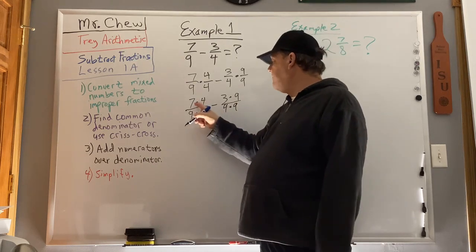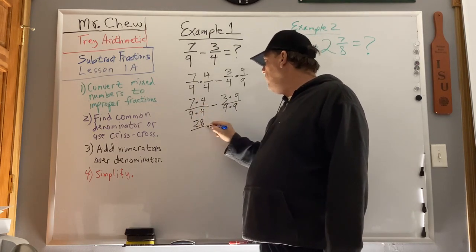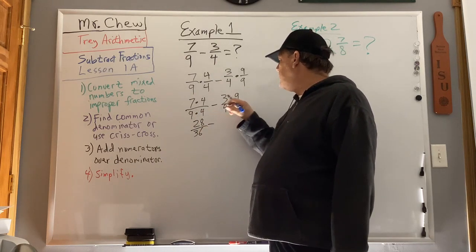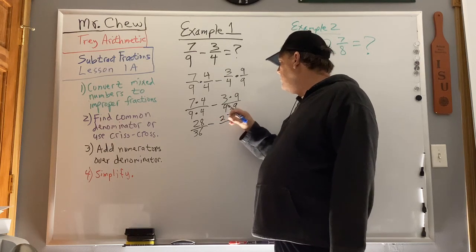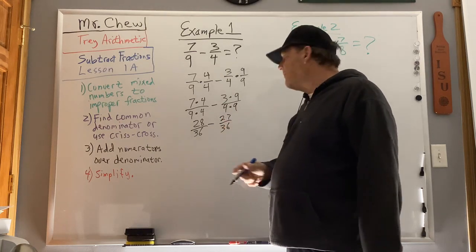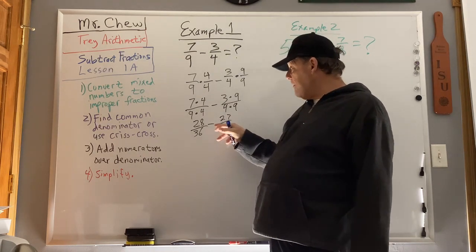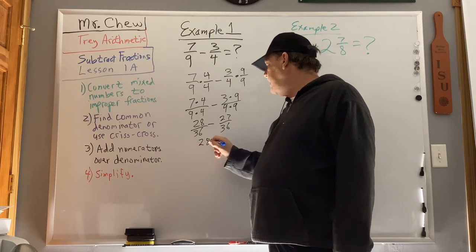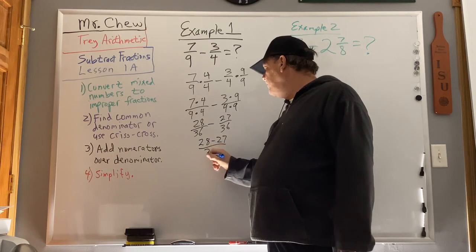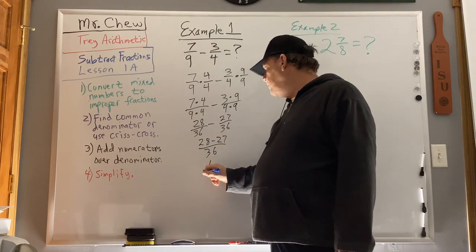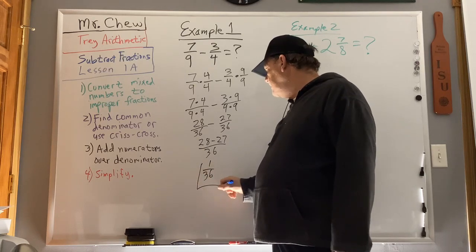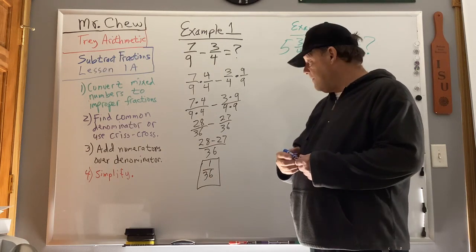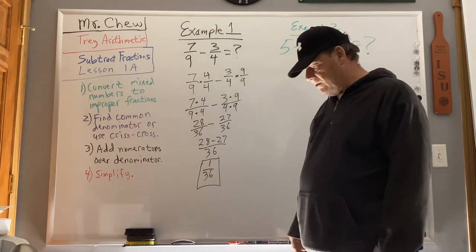Now I simplify it. 7 times 4 is 28. 9 times 4 is 36. 3 times 9 is 27. 4 times 9 is 36. Whenever I have the same denominator, I can do the operation of the numerators over that denominator. So it's 28 minus 27 over 36. So that's 1/36. And that is my final answer. So there's no simplifying that, and that's a very, very small number.